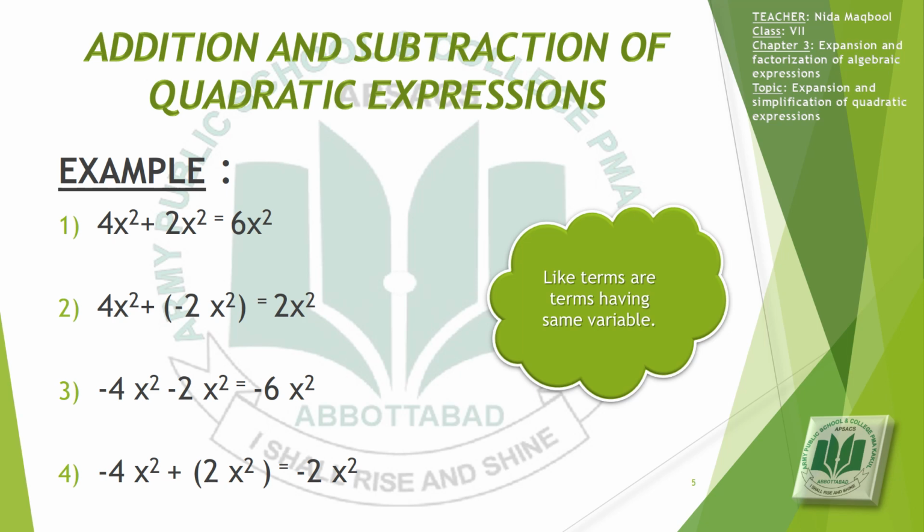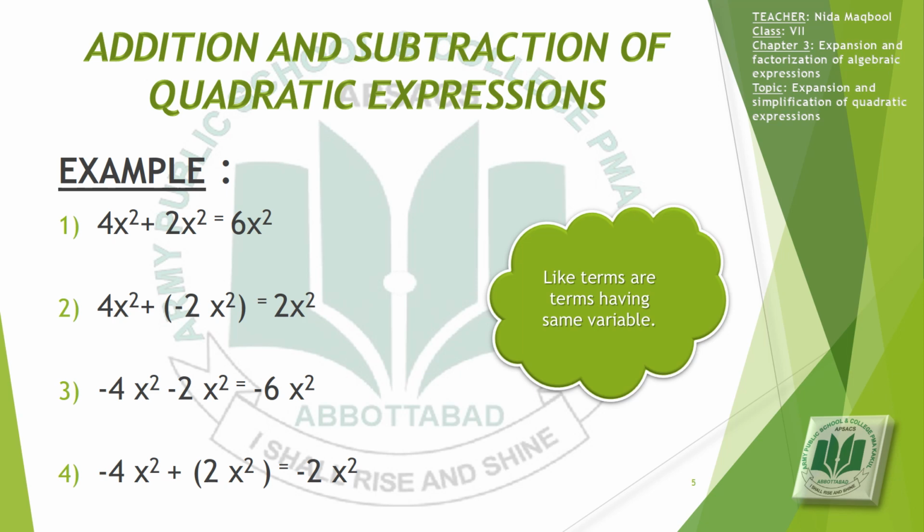Let's discuss the concept of addition and subtraction of quadratic expressions. The rule is that only like terms will be added or subtracted. Now, what are like terms? Like terms are terms having same variable, and by that I mean their exponents should also be equal.